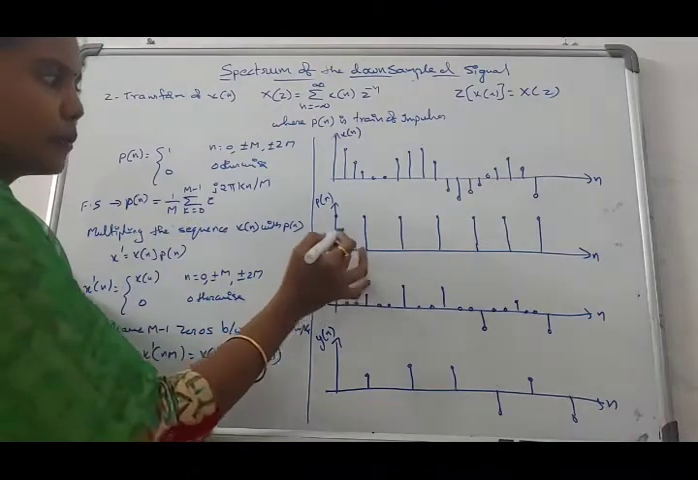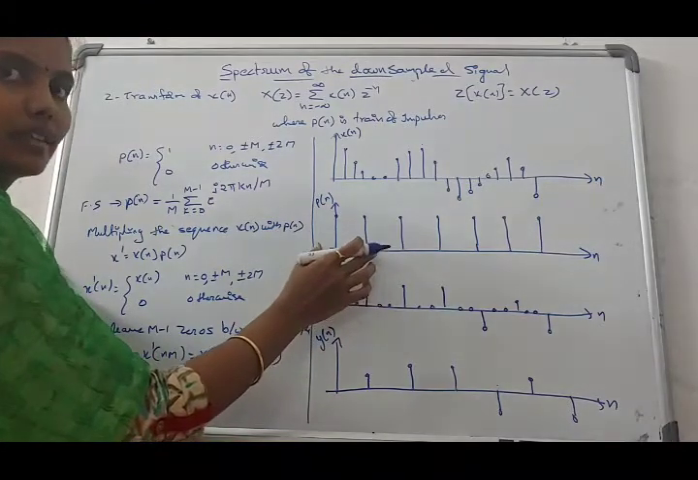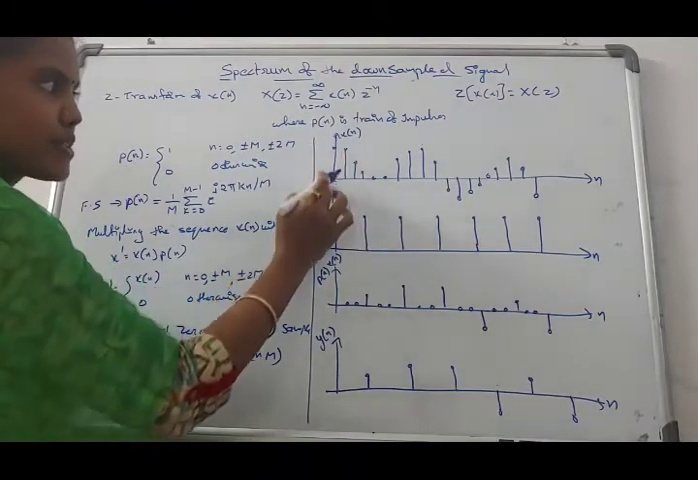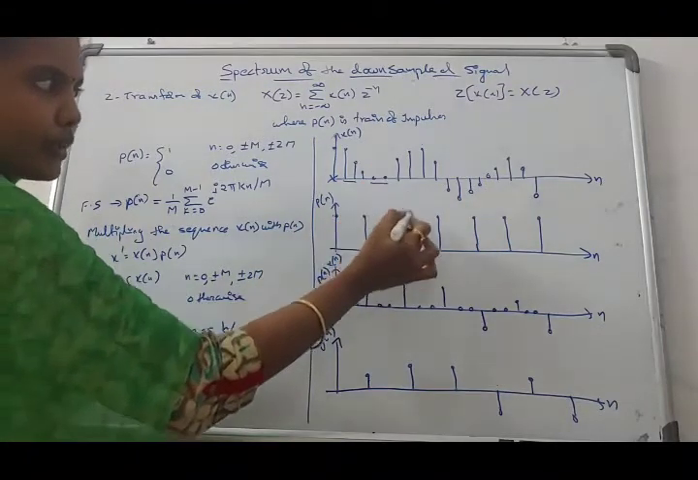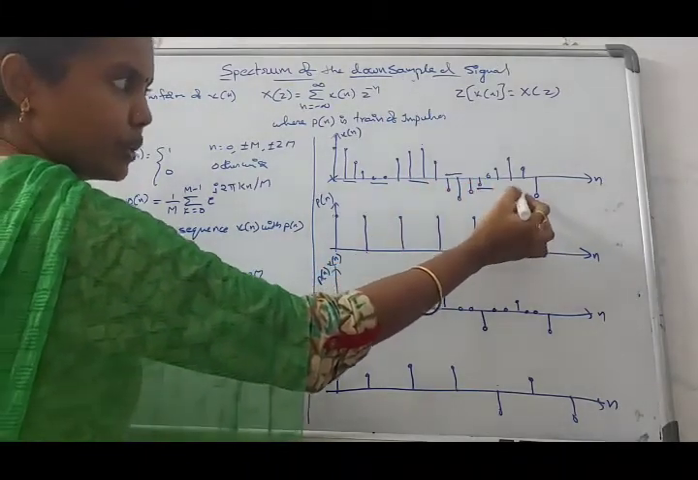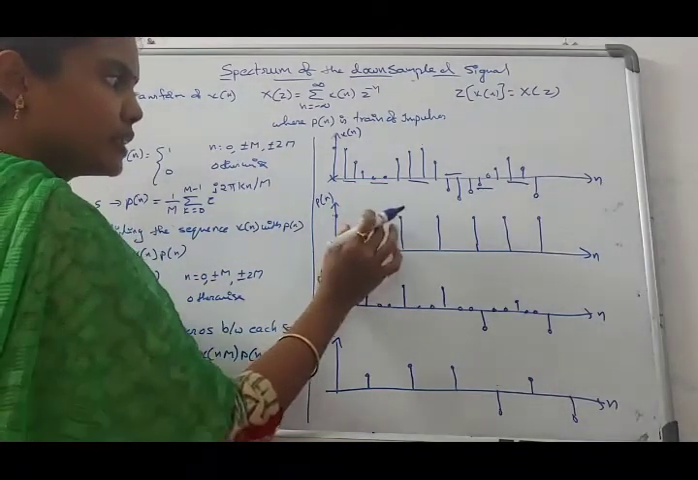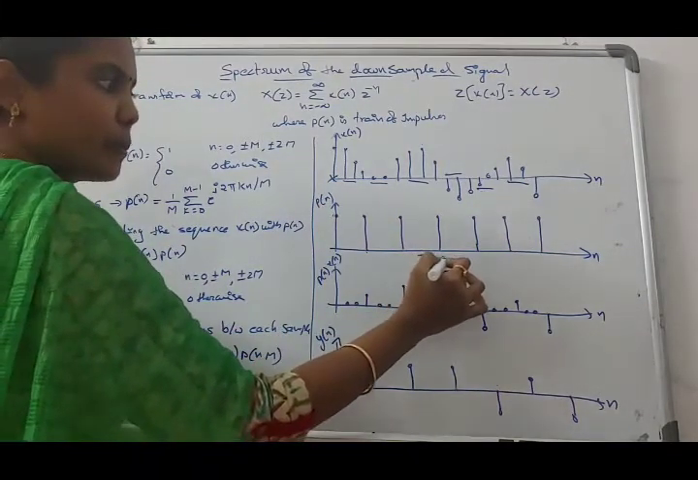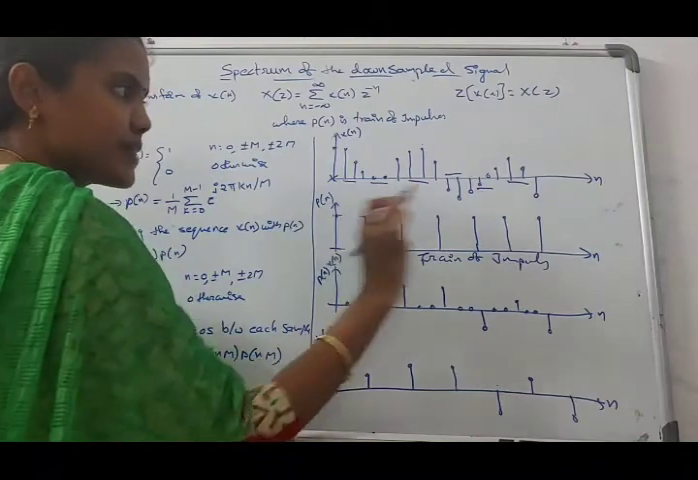So now I am removing 2 samples in between the samples. This is the first sample. After that remove these 2, remove these 2, and remove these 2 samples. So these are equally spaced samples. The p of n is what? Train of impulses. All these have the same magnitude.